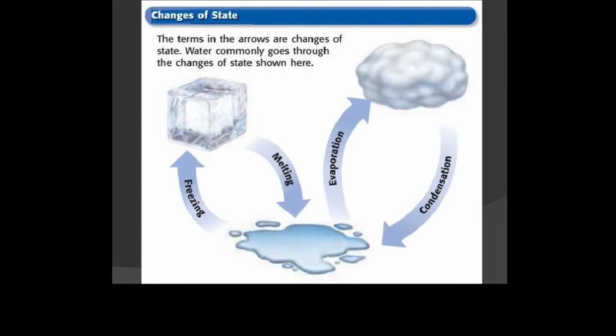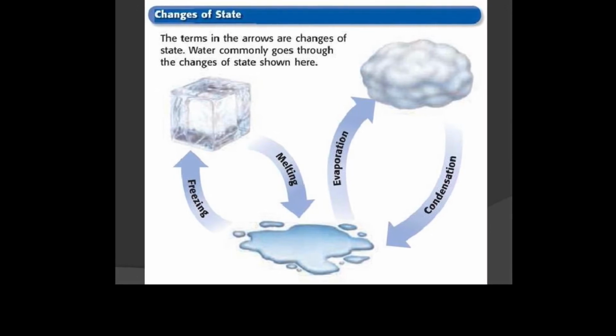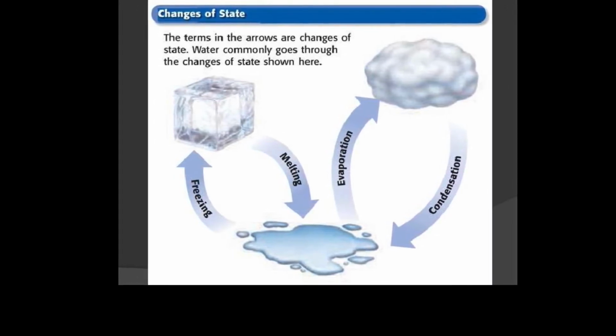Some common examples of physical changes are changes in state, such as water freezing or ice melting into water. Some other examples of physical changes are changes in texture and shape.